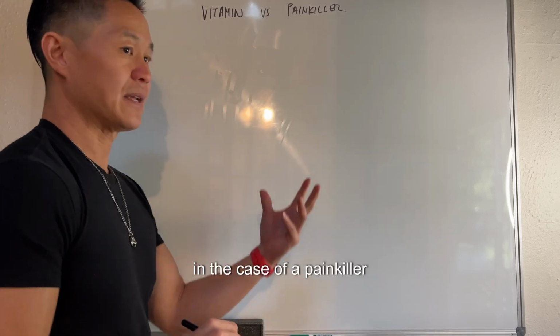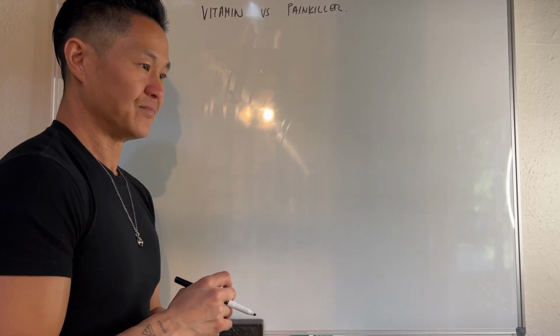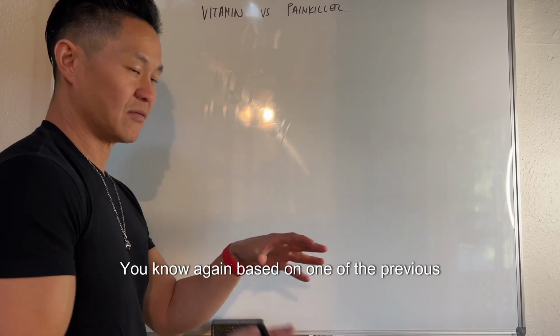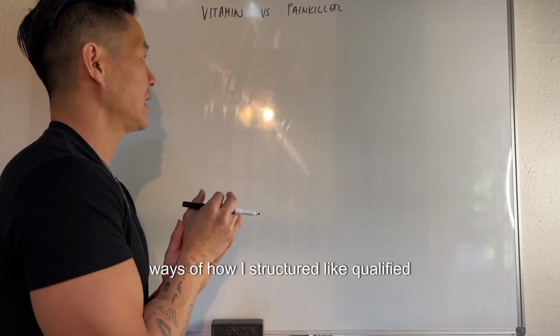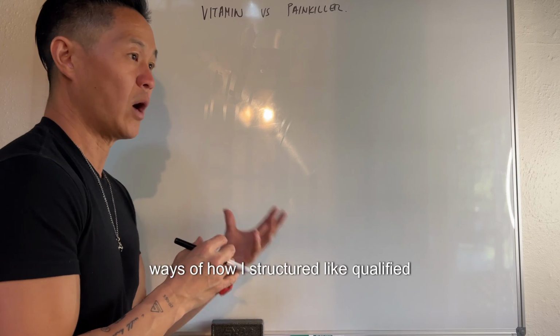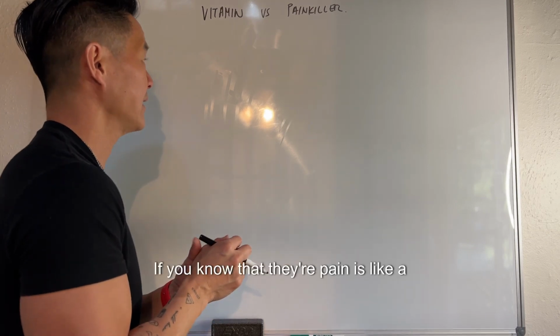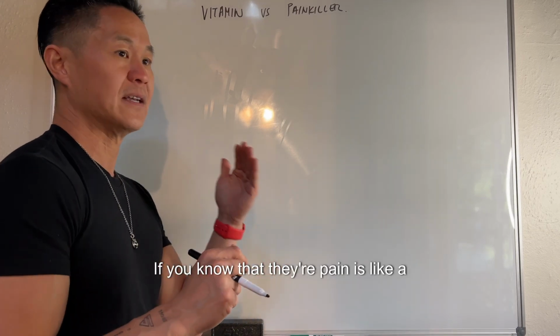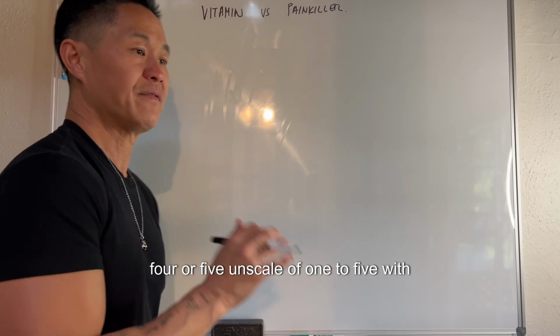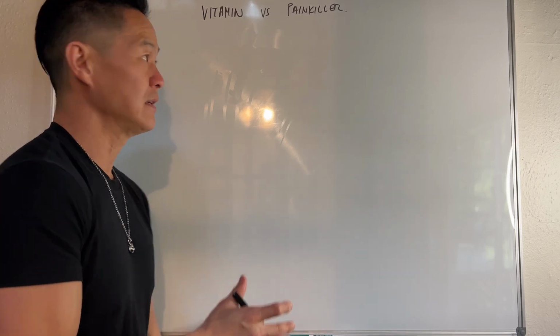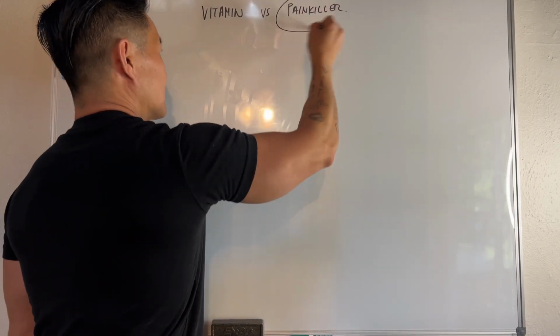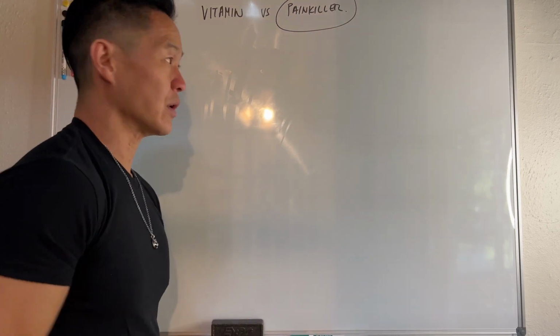In the case of a painkiller, again, based on one of the previous ways I structured qualifying people beforehand, if you know that their pain is a 4 or 5 on a scale of 1 to 5, with 5 being an extreme amount of pain, they're going to need this, and they're going to pay you for it.